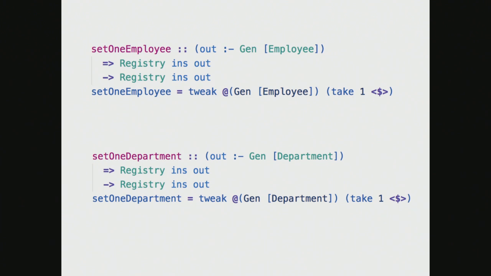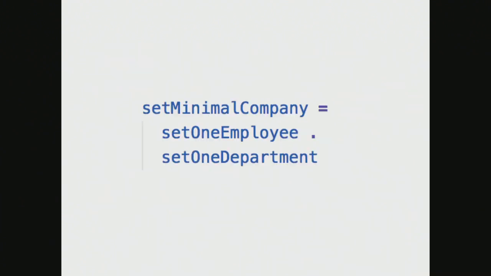And that means that those things are just functions from registry to registry, meaning that I can compose them. And I can say, okay, that's a minimal company for me. Just one employee, one department. And it's very compositional, right? You just add functions on top of each other. You don't have to modify any code. Just by composing transformations on your state, on your registry, you get the behavior you want. You don't have to change anything.